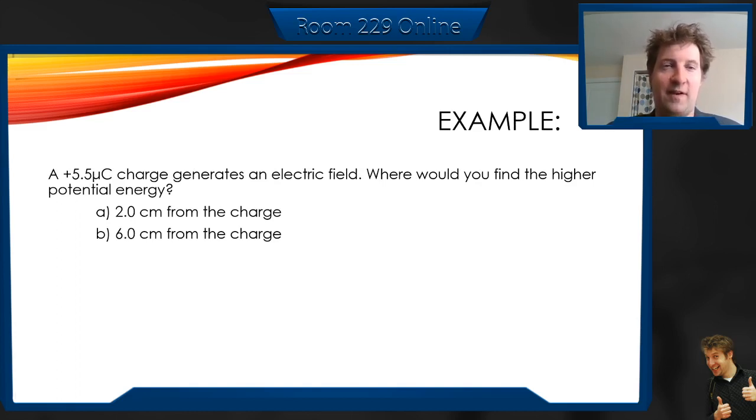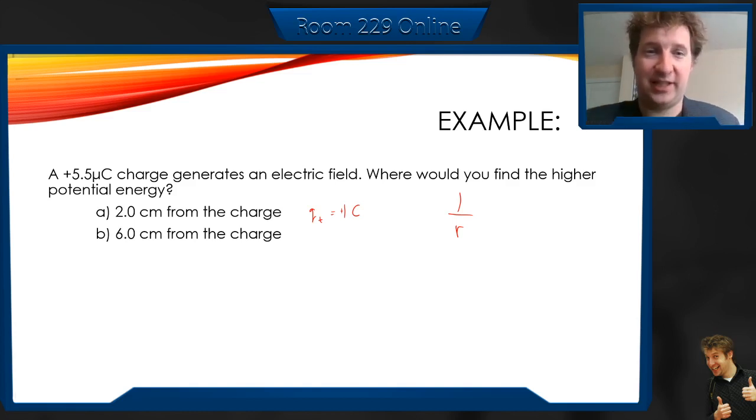So let's see, we have a 5.5 microcoulomb charge and it's going to generate an electric field. Where are we going to find the higher potential energy? You don't even have to do any math to look at this. Is it going to be closer or farther away to have a higher potential energy? Remember, we're always going to be using our test charge. It's also always going to be 1 coulomb. So we have a positive charge, a positive 1, so they're going to repel. So the higher potential energy will have to be closer because everything's related to 1 over r. The closer I get, the higher the potential. If it was negative 5.5, do the opposite because it would be a negative potential.